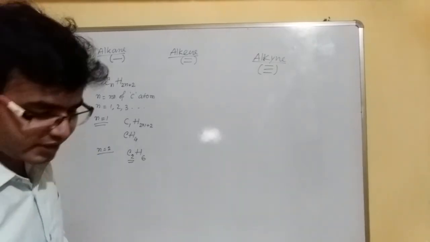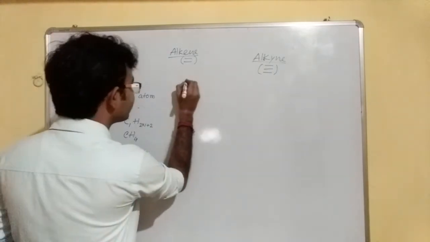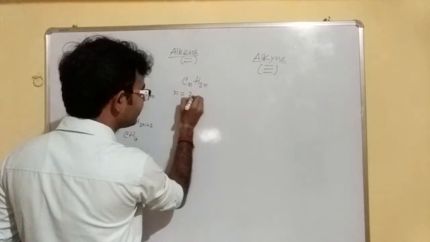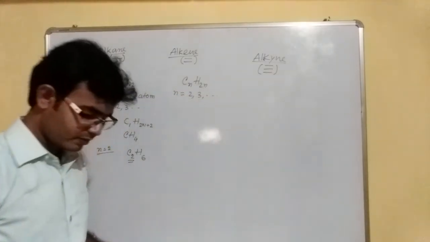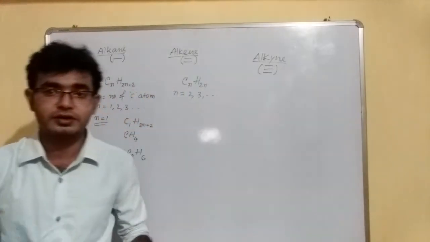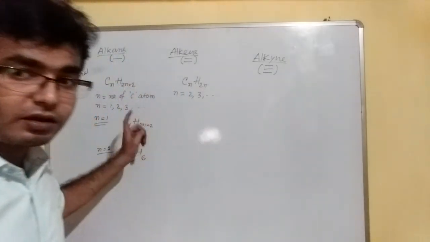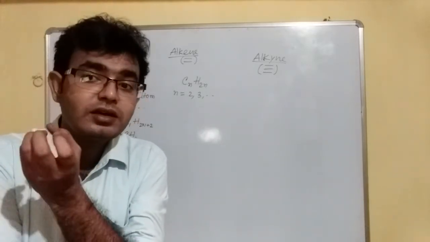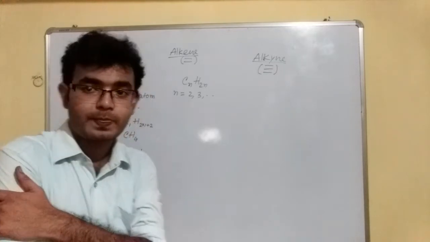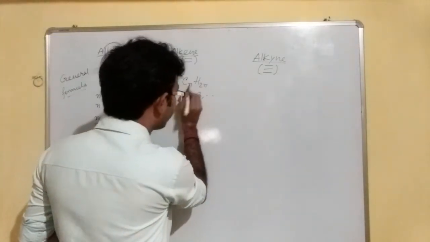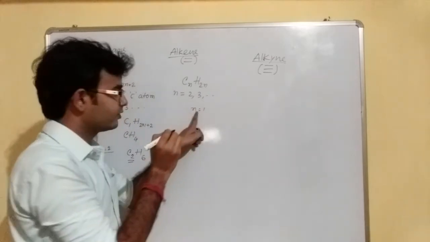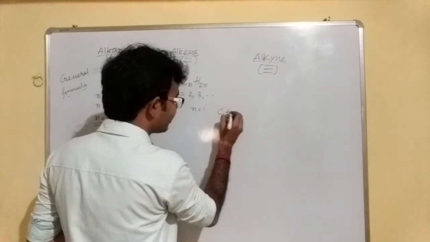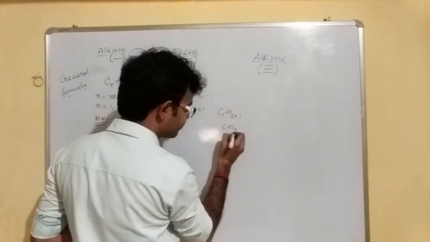चलो आगे बढ़ें। Next, alkene. Its general formula is CnH2n, where n is the number of carbon, that is 2, 3. Now the question in your mind is, sir, एल्केन में n स्टार्ट हुआ 1 से, एल्कीन में 2 से क्यों? 1 क्यों नहीं है? Suppose we put the value of n as 1 in case of alkene, then what will it give? C1H2 into 1, that is CH2.